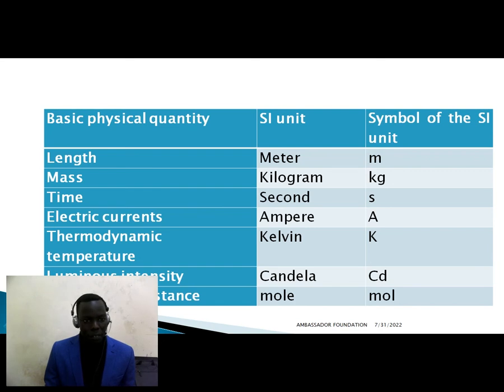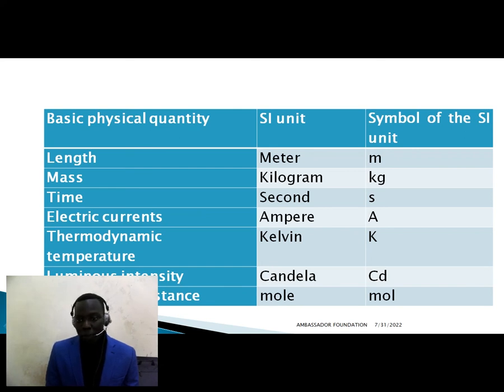We have the 7 of them. We have length, and the SI unit of length is meter. The symbol for meter is small m. If you use a capital M, you will be confusing it with molarity. Capital M is meant to be used for molarity in chemistry, Form 3, not as the symbol for length or for meter.